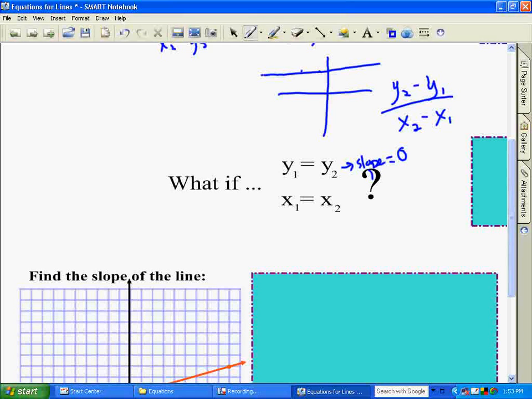Oh. But what if x2 equals x1? That would be like 2 points that were on the same vertical line together. Which would mean, what's the slope of a vertical line? Well, if we put x2 minus x1, and those were the same, it would be something over 0. You'd be dividing by 0. That slope is undefined. Because we're dividing by 0.